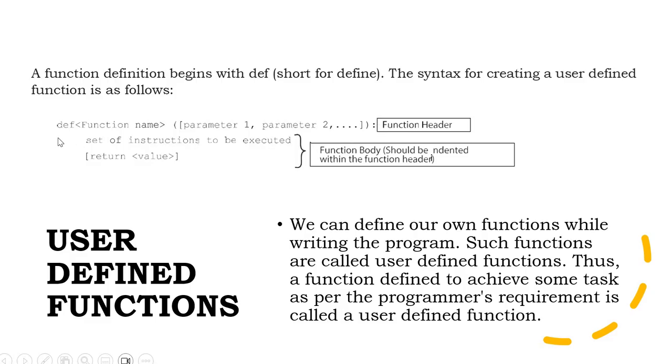After the colon, in the next line, after some indentation, you will be writing the complete code for that function. Okay, then if there is some return value, that also you will write, otherwise you may skip. So this will be the basic structure of a function, or we can say a user defined function. So the first line in which we write def, then function name, then parameters within parentheses, and then colon, that we know as function header.